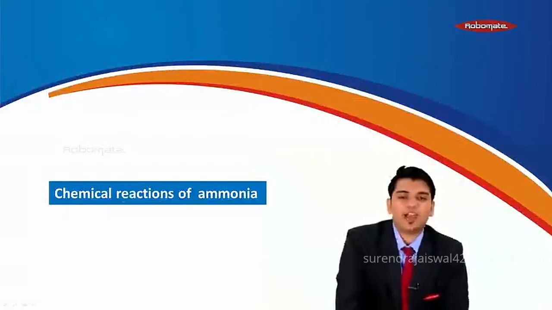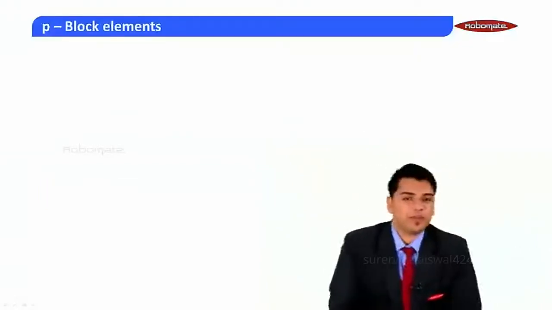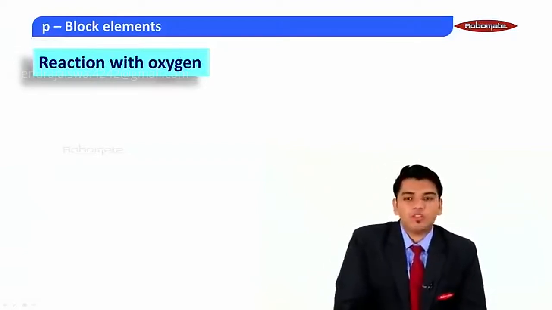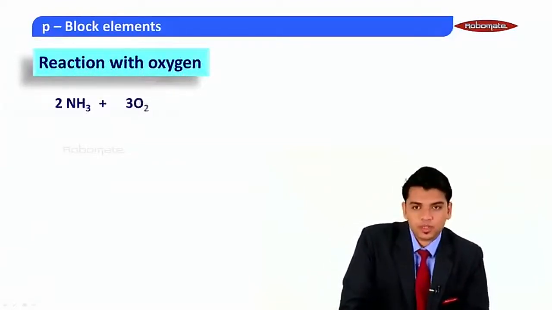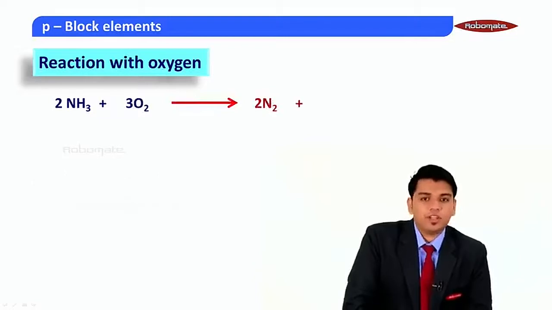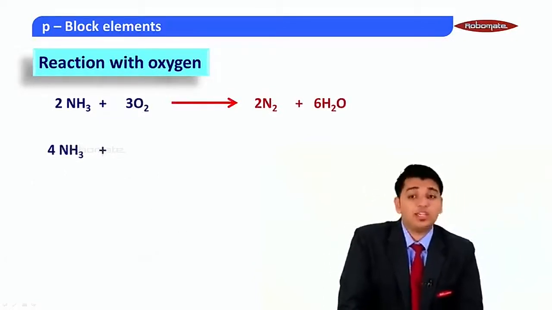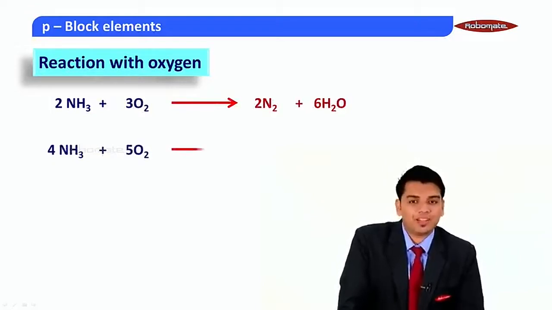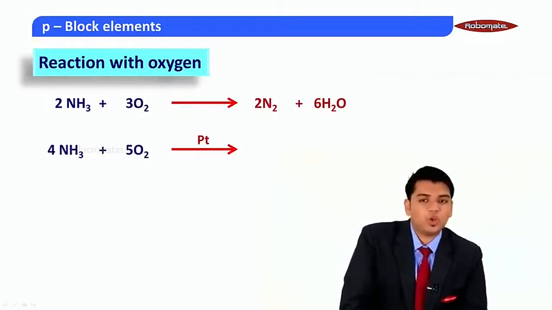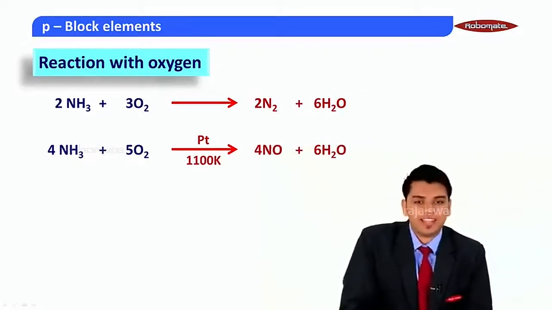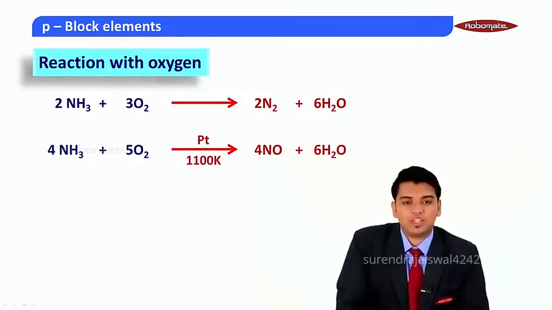Let's now have a look at the chemical reactions of ammonia. The first one being reaction with oxygen. So what happens when we react ammonia with oxygen? The products that we get are nitrogen gas and water. But when you do the same reaction in the presence of platinum catalyst at 1100 Kelvin, we get nitric oxide, that is NO, and steam, that is H2O.